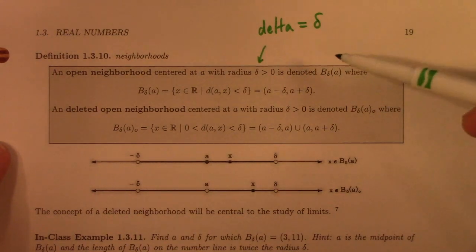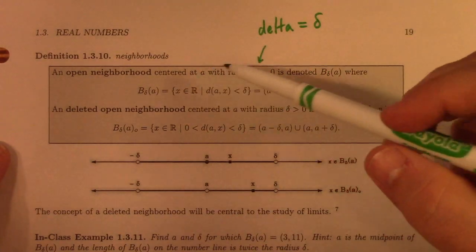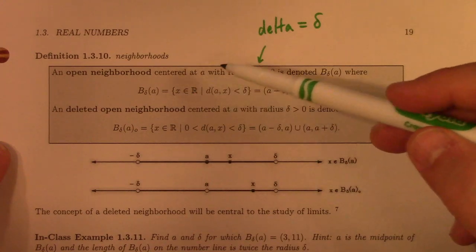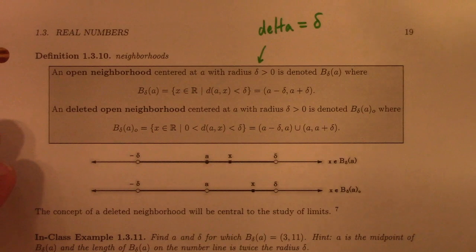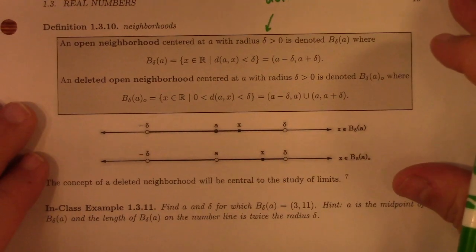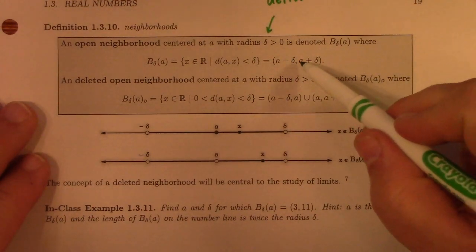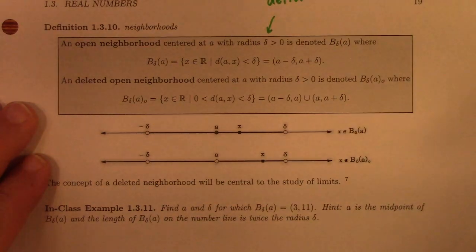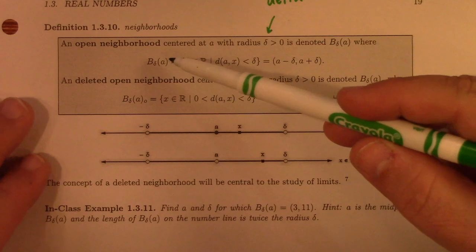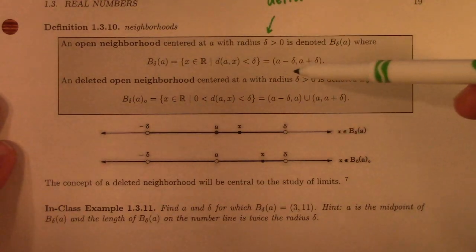Radius delta greater than 0 is denoted b sub delta of A, where b sub delta is all the real numbers that are within delta units of A. All right? And so that specifically is like this open interval A plus or minus delta. So we go delta units to the left, we go delta units to the right of A. That's the ball of radius delta centered at A.